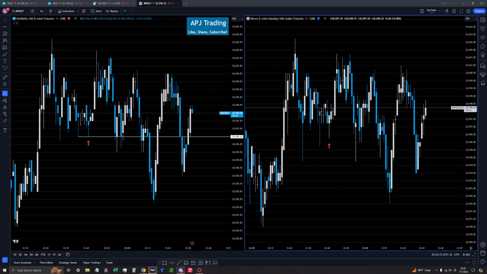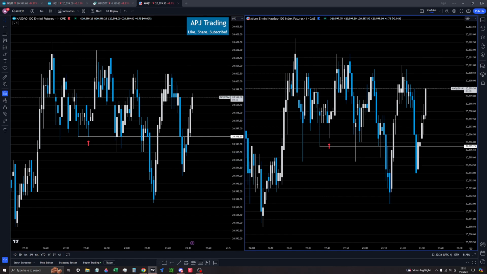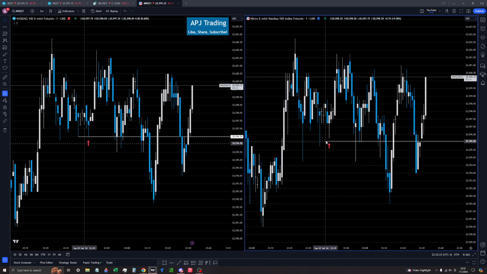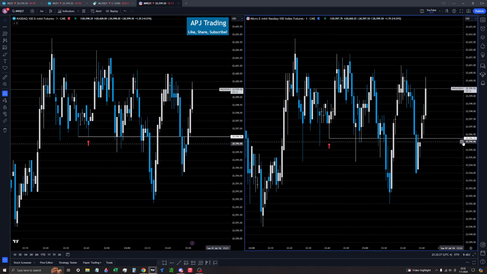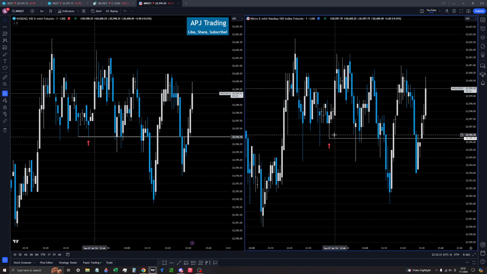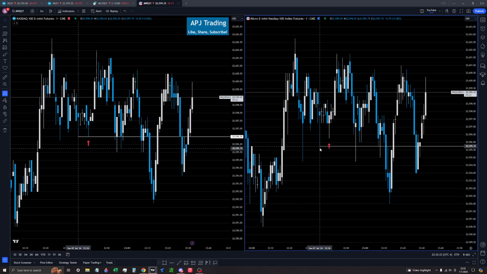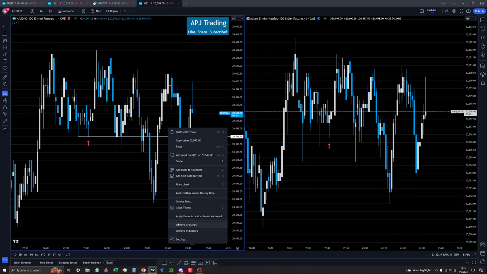Whereas on the micro contract here on the right, we see that same 10:36 p.m. Eastern candle make a low of 20,595.75, and the 10:41 p.m. candle made a low of 20,596.25. So half a point difference there, two ticks, but still a difference. That is about as much variation as you'll see between the two contracts.